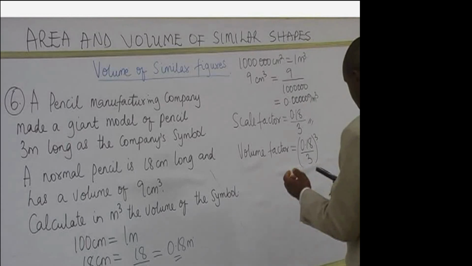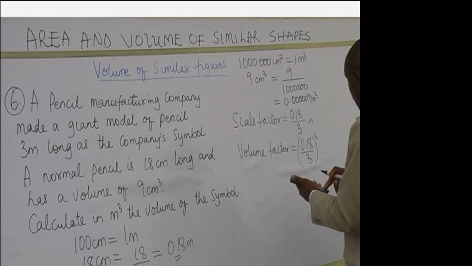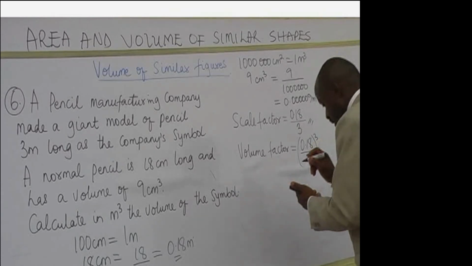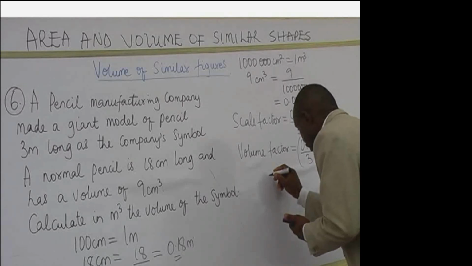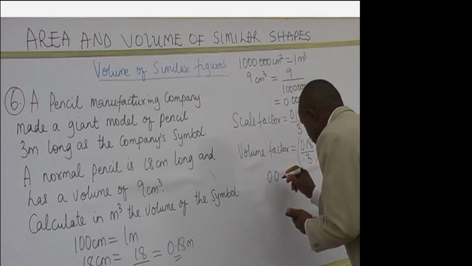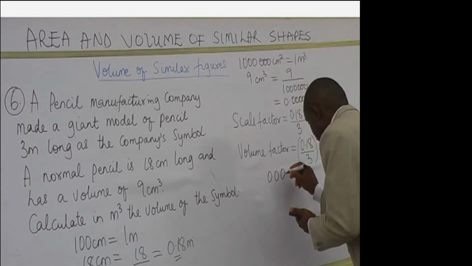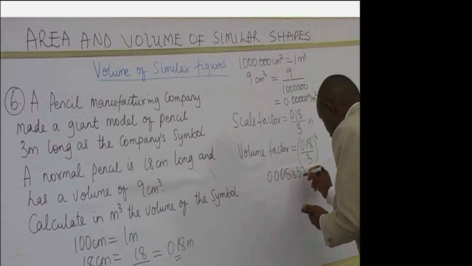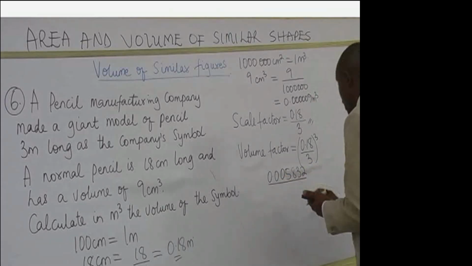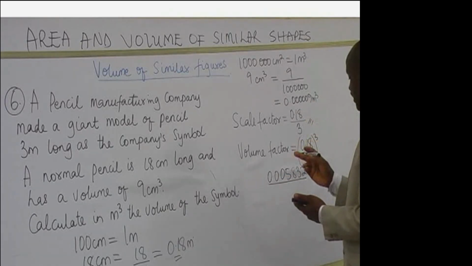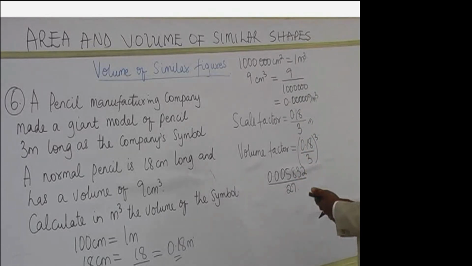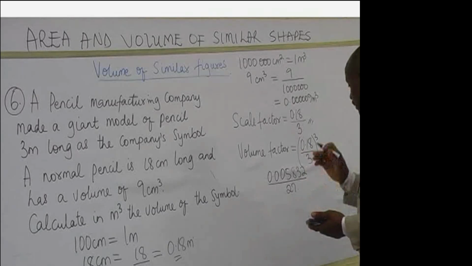So let's use our calculator. 0.18 times 0.18 times 0.18 is giving me 0.005832, all over 3 times 3 is 9, 9 times 3 is 27. So we have it all over 27. This is our volume factor.